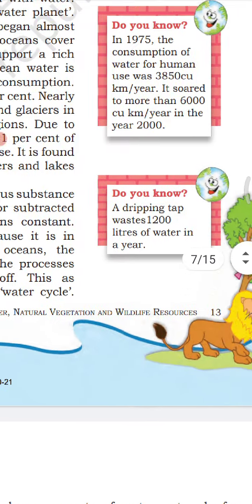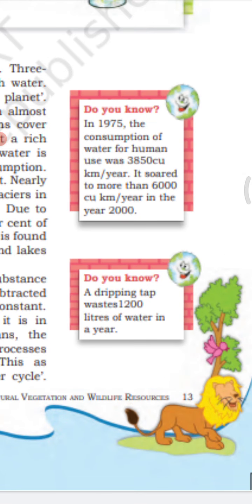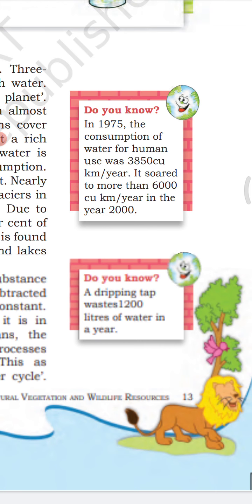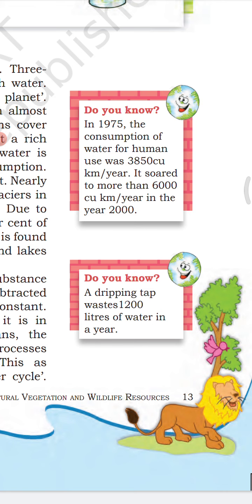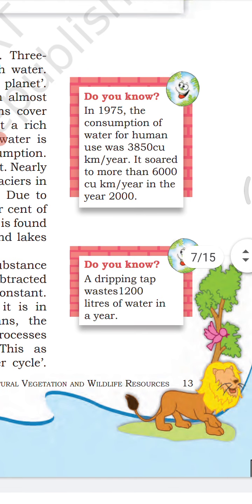So, do you know, in 1975, the consumption of water for human use was 3,850 cubic kilometer per year. It soared to more than 6,000 cubic kilometer per year in the year 2000. Means now we are consuming approximately double the amount of water.